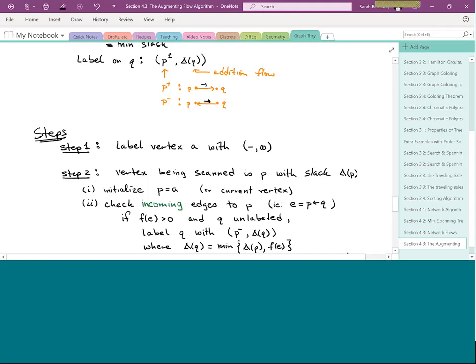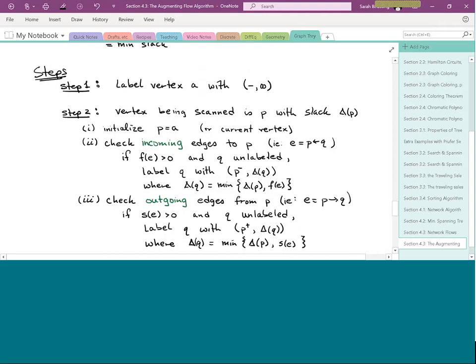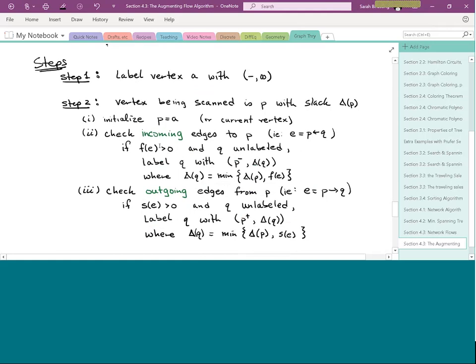Step 2 is you start scanning from a vertex that already has a label. So if the only guy with a label is the source, you'd start scanning from A. Okay, and it already has the amount of additional flow that you could push through it, which is the second position there. So you initialize at vertex A, or whatever your current vertex is, and at each one of these vertices that you're now looking at, you're going to scan your incoming edges and your outgoing edges, and they're going to be treated differently.